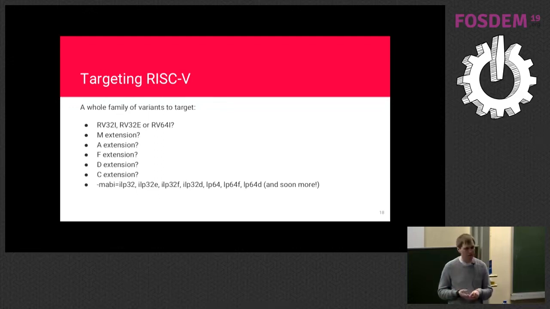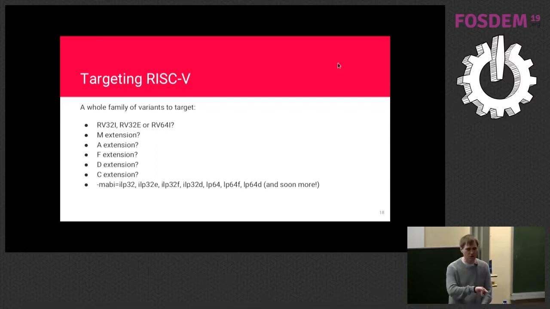But then you have the question of, do you support the multiply, atomics, single precision floating point, double precision floating point, the compressed extension, and that's all fine. That's fairly straightforward. Every architecture does this; x86 adds new extensions with every Intel chip released. But there's also a whole range of ABIs attached to that.